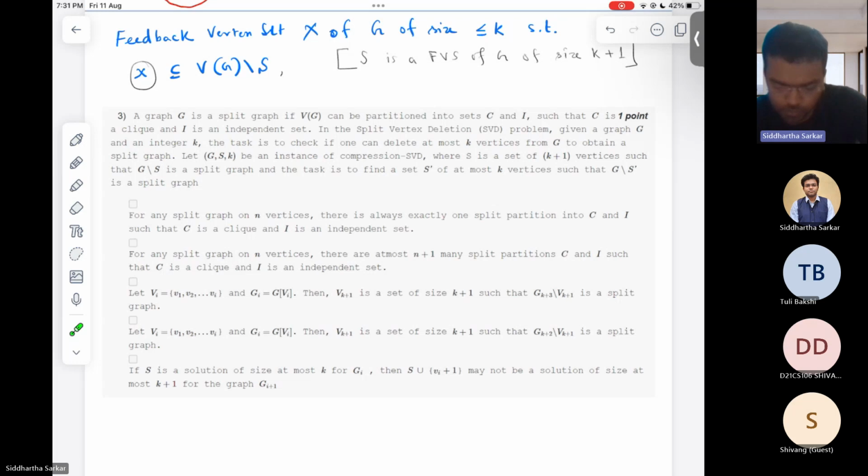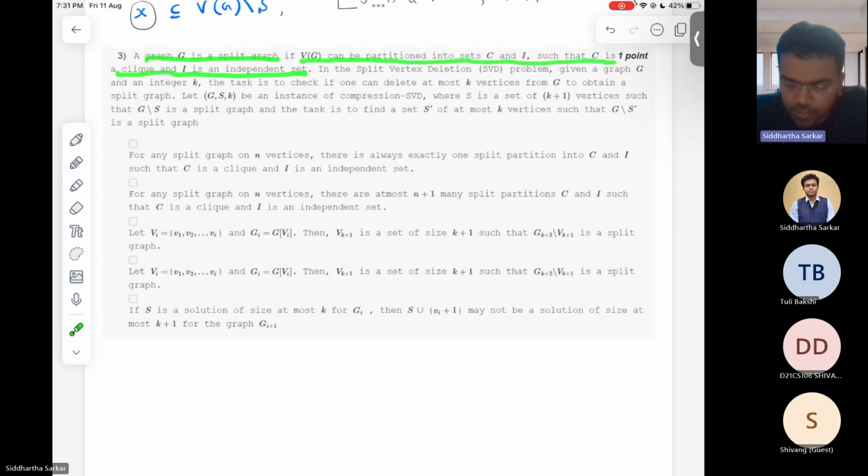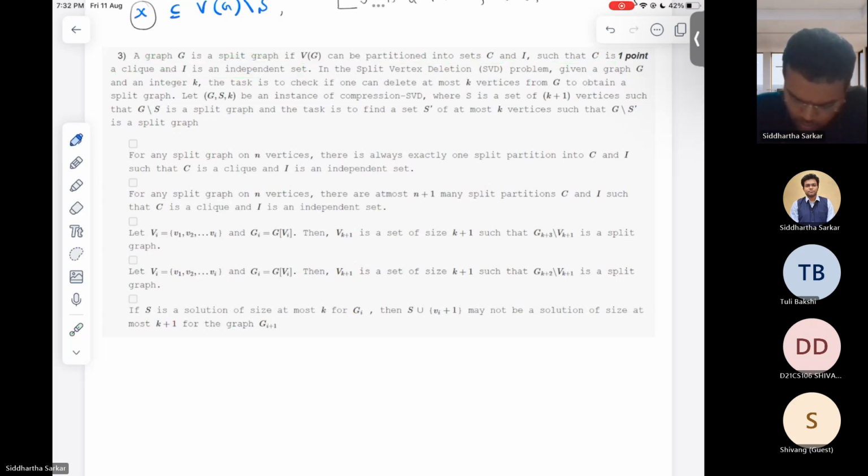Okay, so I think you have read the question, so let me go through it. So what is the definition of a split graph? A graph is called a split graph if its vertex set can be partitioned into two sets C and I, such that C is a clique and I is an independent set. So let me draw a diagram. So let us say that this is a graph.